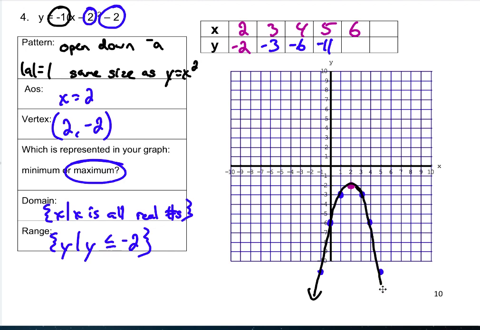So I draw in my parabola, and then I always like to put in my axis of symmetry, x equals 2. All right, hopefully you got a pretty good handle on how to graph those and are ready to do some on your own.